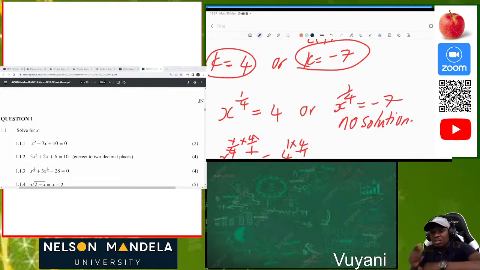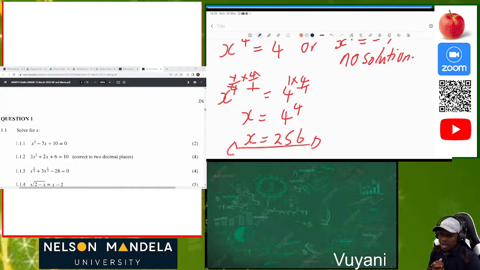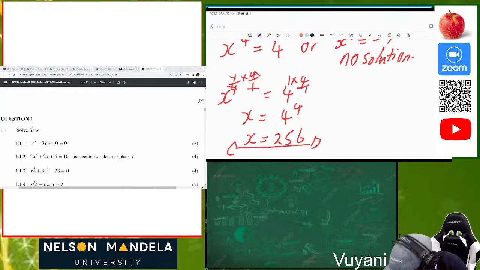But initially, we said let x to the power 1 over 4 be equal to k. So now we are substituting back the value of k which we have calculated. Instead of writing k, we say x to the power 1 over 4 is equal to 4, or x to the power 1 over 4 is equal to negative 7. Then what do we do? We solve for x. We know that the negative 7 one will be no solution. Even if you use your calculator, it will give you a maths error. The moment you see a maths error, you don't write maths error, you write no solution. On the other part, you solve it, and your x will be equal to 256. Then you get your whole 4 marks, just for doing those steps.